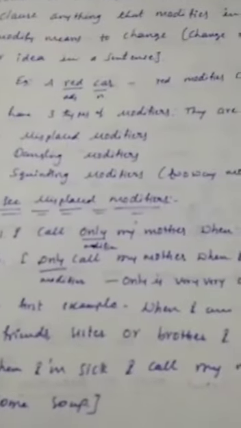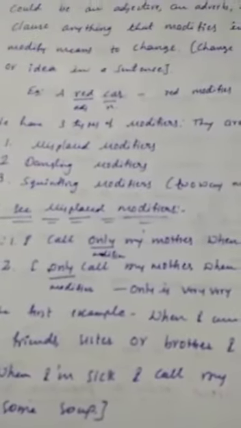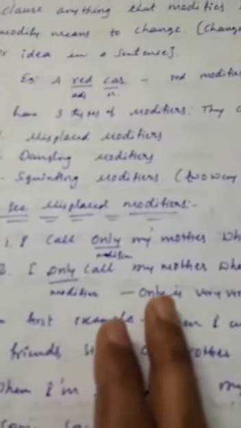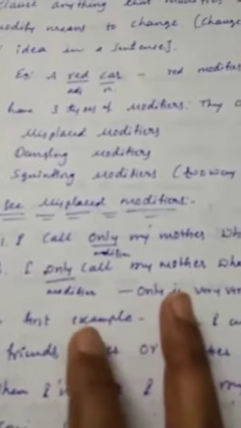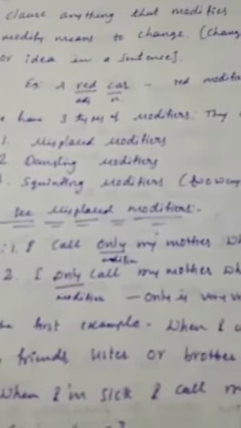Here the modifier is only. The first sentence, I call only my mother, and the second sentence is, I only call my mother. That's the difference between the modifier here, the change. Here we have changed the modifier only. In the first sentence, after only, comes the word my mother. In the second sentence, after only, comes the word call. Okay, so got my point here.